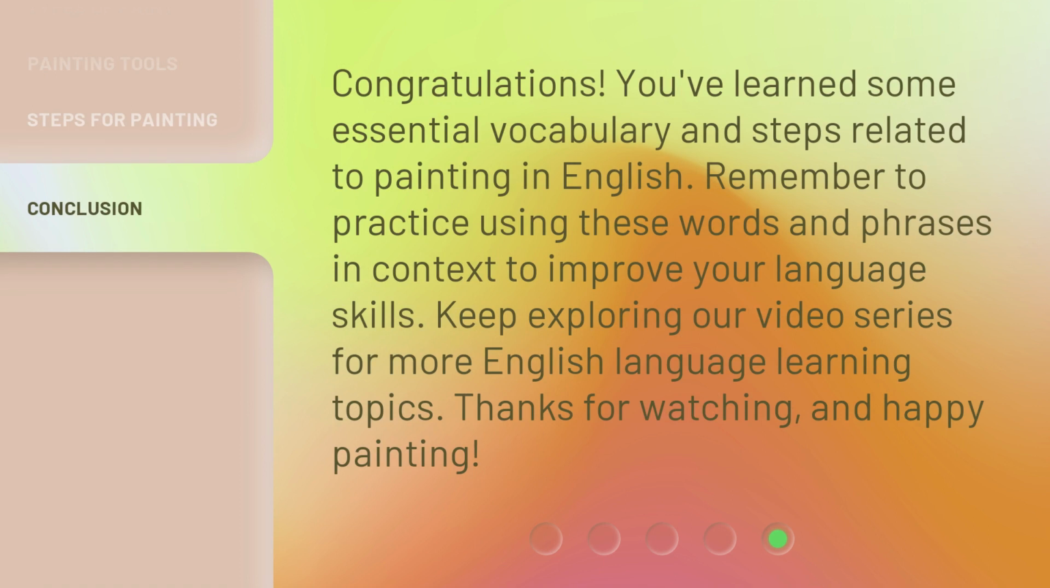Congratulations! You've learned some essential vocabulary and steps related to painting in English. Remember to practice using these words and phrases in context to improve your language skills.